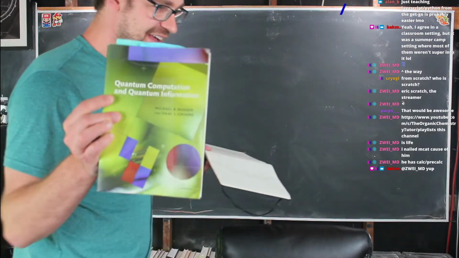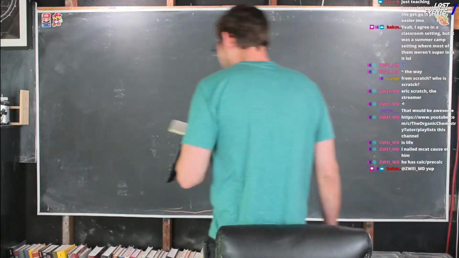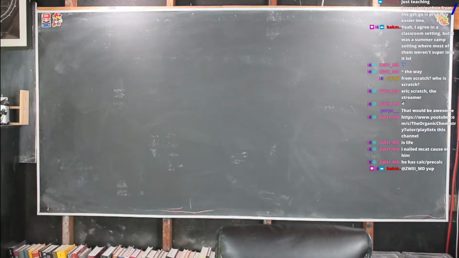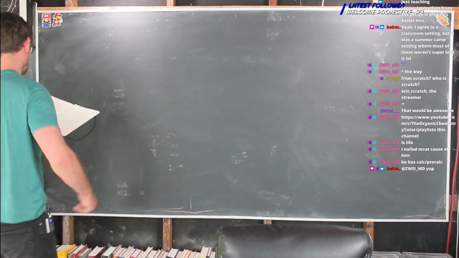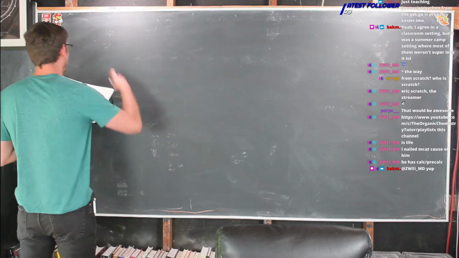Today we're working with Nielsen and Chuang's book. We've been talking about the linear algebra necessary for quantum computing. So let's do a little bit of a recap of last time.